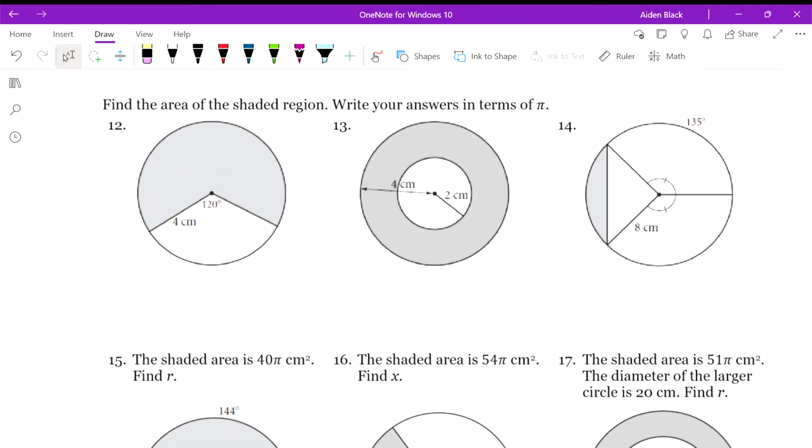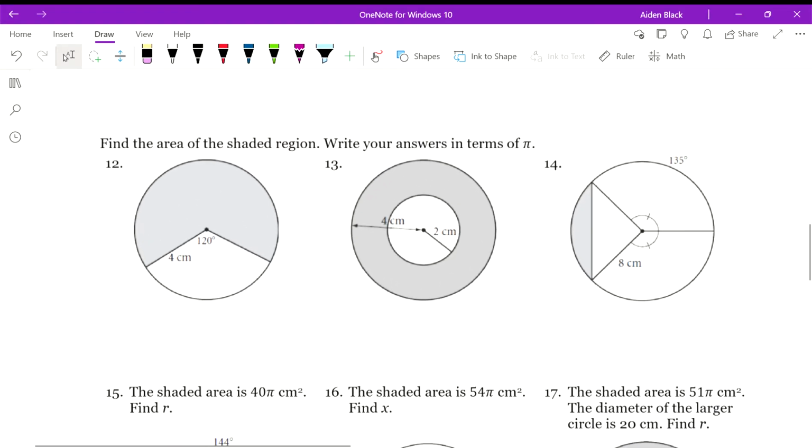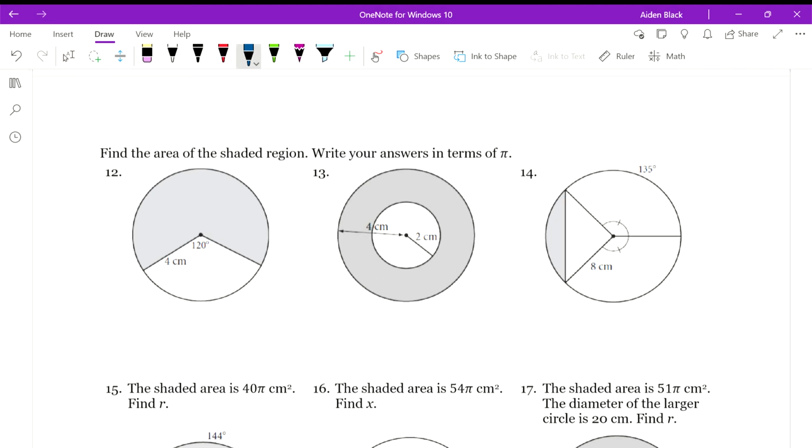Find the area of the shaded region. These are questions 12 through 14 on the 4.7 through 4.9 review. So notice that the shaded region in number 12 isn't 120 degrees of the 360, right? It's the rest. So we can do 360 minus 120, which is 240.